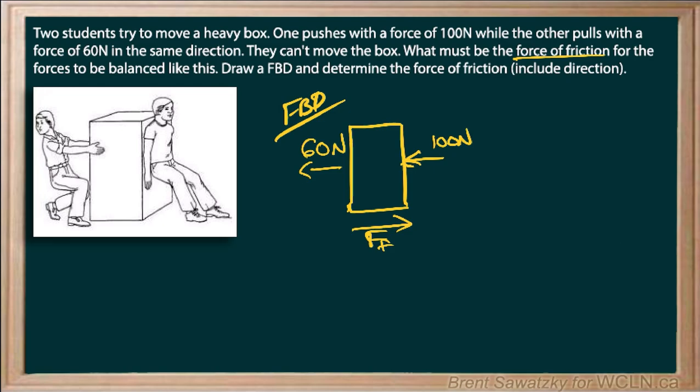Well, that tells us that if the box isn't moving or changing its motion at all, then the net force must be zero. So let's get started with this. First of all, the net force is zero. And so let's start plugging some things in.